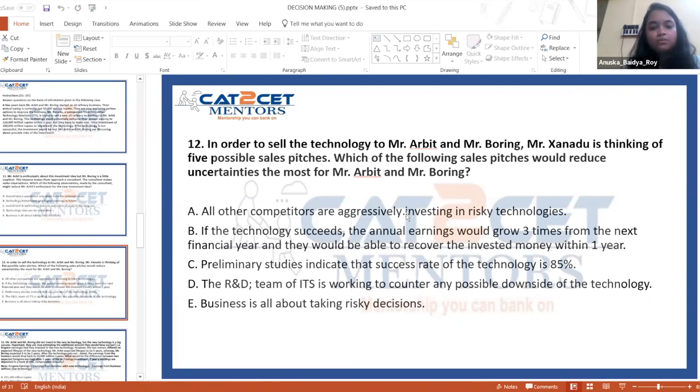So now we come to C. Preliminary studies indicate that the success rate of the technology is 85%. Okay. Now, this is a proven fact. Studies indicate that the success rate is 85%. It's a fact. In B, it was if technology succeeds. There is an assumption. If it succeeds, then. But C says that this has 85% success rate.